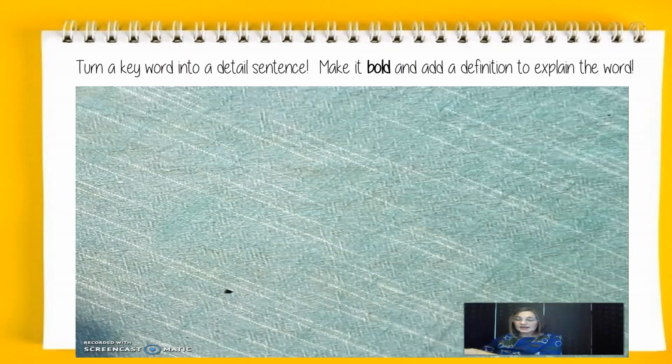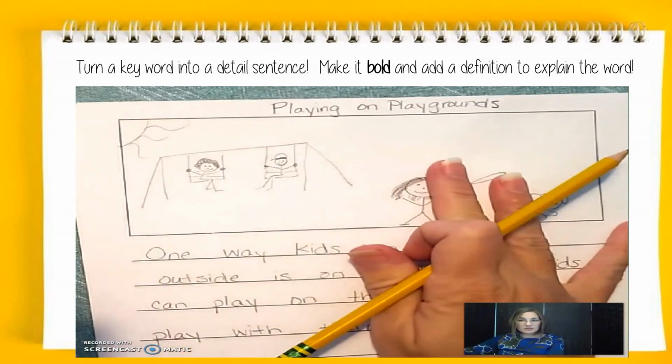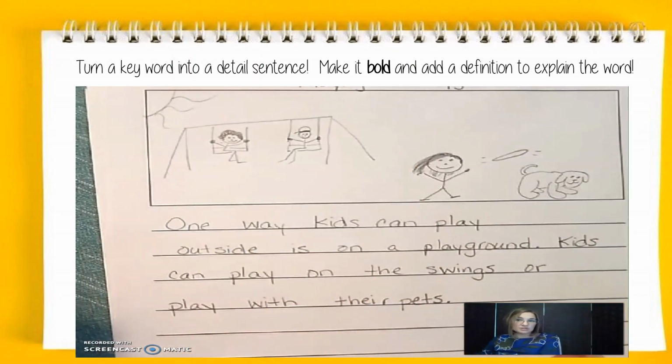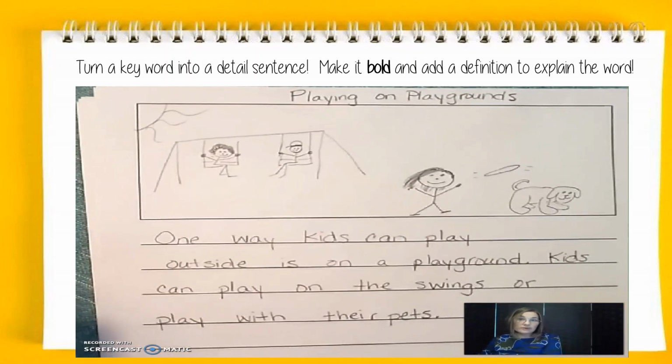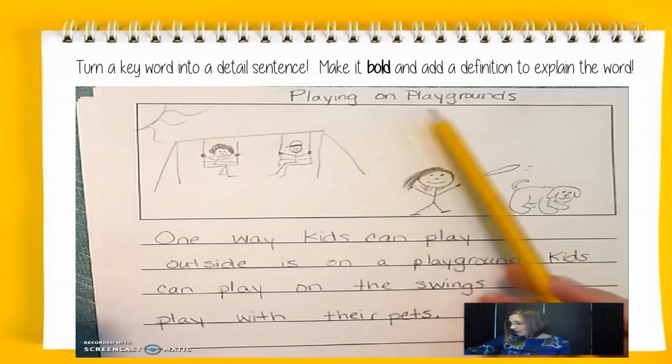And then after I did that, I added a sketch to my playground top, and I went ahead and started writing my page. So the first thing I need to do is reread, because that helps me to jump back into my writing. So I'm rereading, playing on playgrounds.